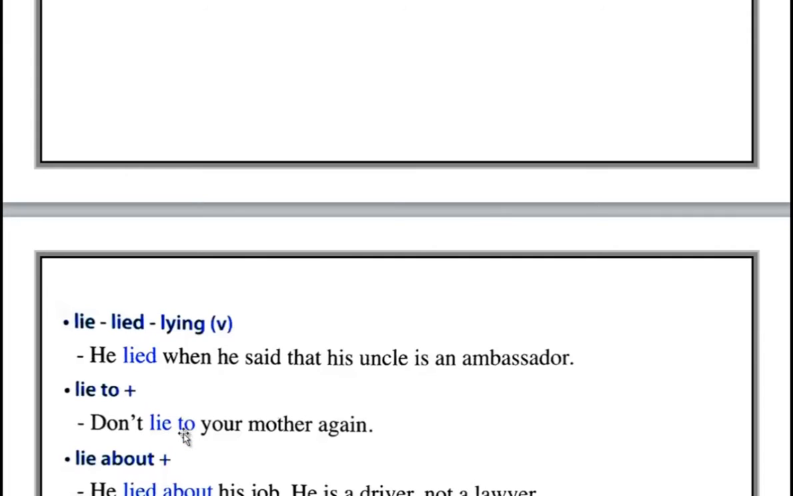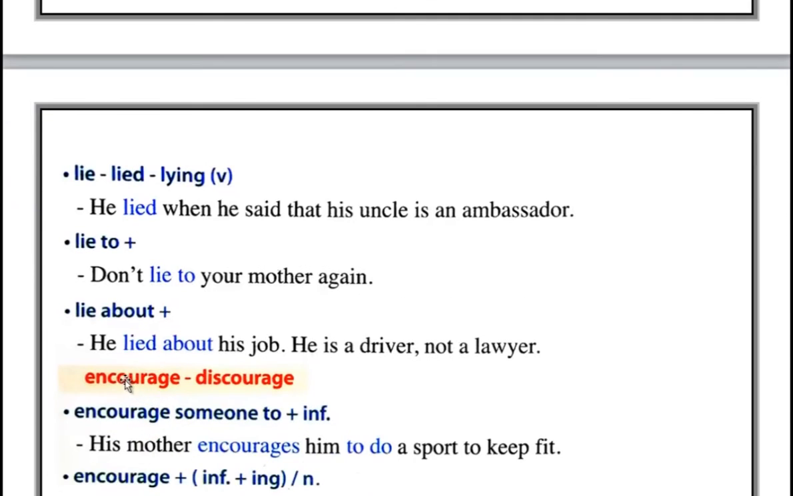Lie to: don't lie to your mother again. Don't tell her lies. Lie about: he lied about his job, right? He didn't tell us the truth about his job. He is a driver, not a lawyer, right? He claimed that he is a lawyer, but he is not.